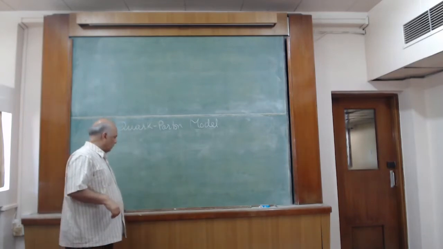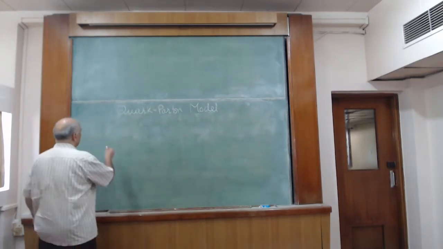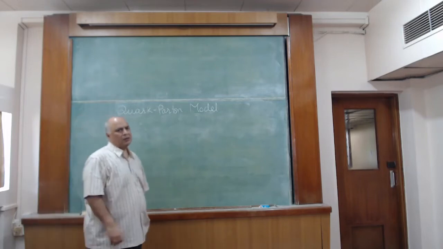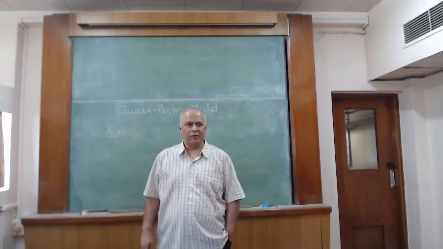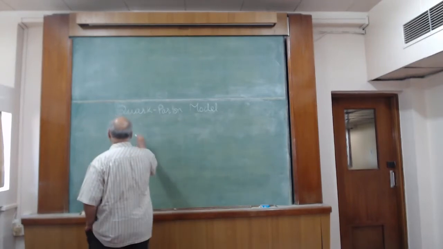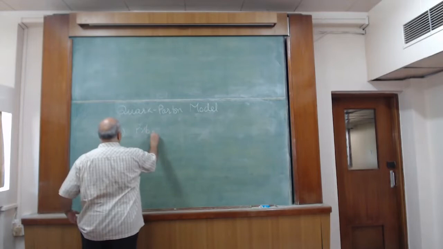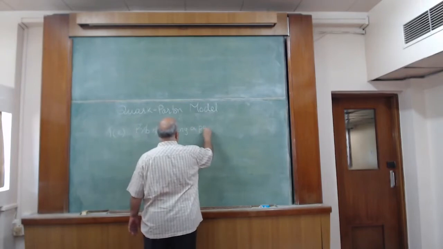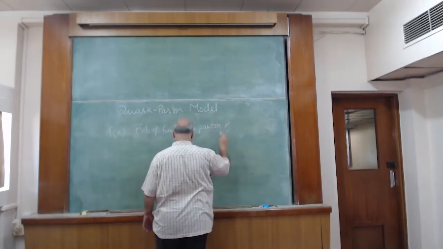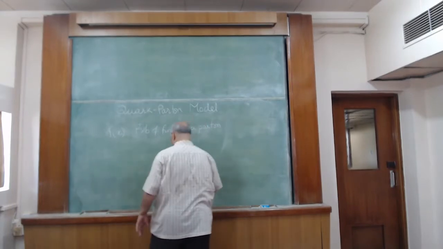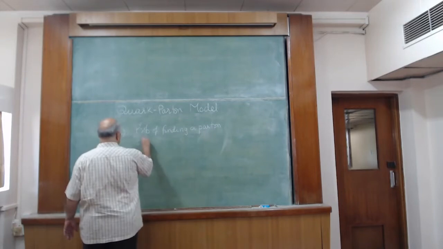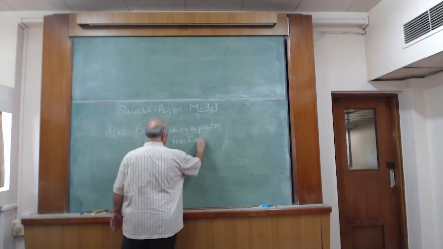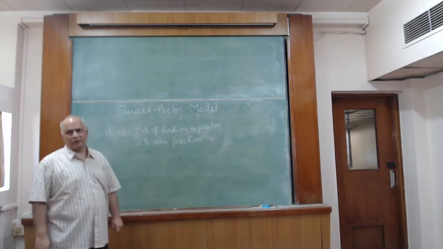If you remember, when discussing the Parton model, I introduced a function f of x, which is the probability of finding a Parton with momentum fraction x.